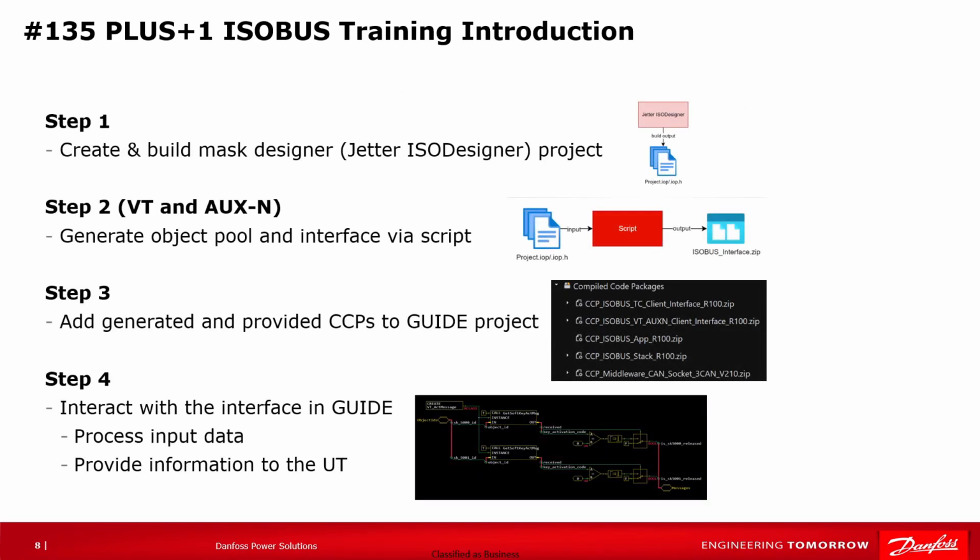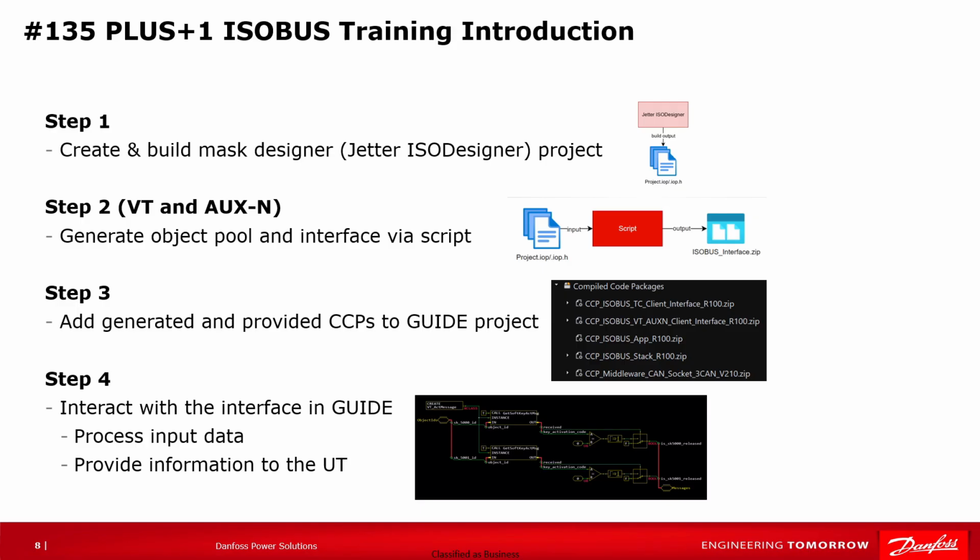After running the script and adding the CCPs into the guide application, all functions, methods, and objects will be available in the graphical code area. Like it is shown here for the step-by-step instruction. First, create and build screens via Mask Designer. Second, once the application inside the designer tool is done, generate object pool and interface via script to generate a CCP. Third, add the CCPs into the guide application.